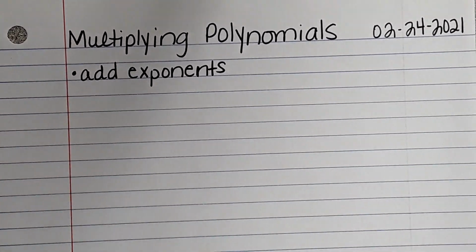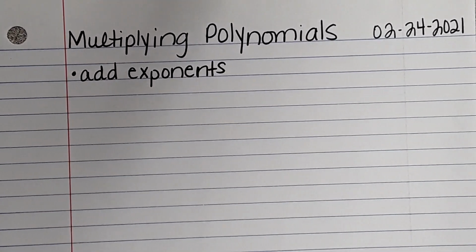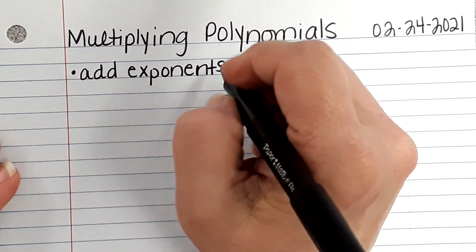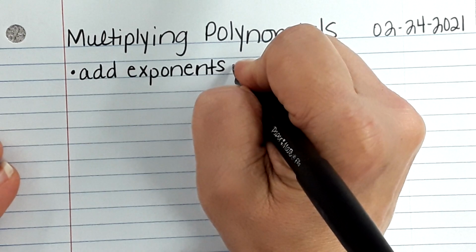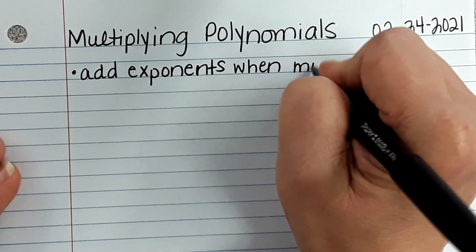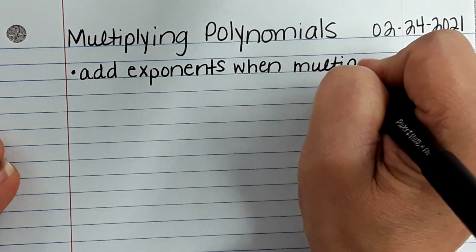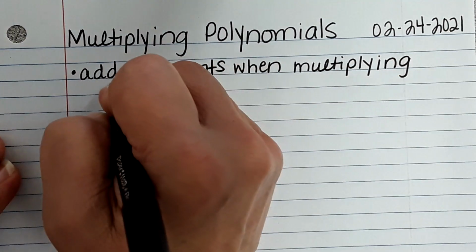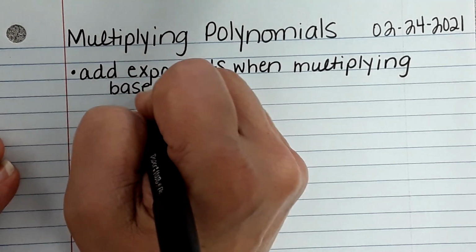Okay, so we're going to multiply polynomials. I'm going to remind you of some stuff that you need to remember. We add exponents when multiplying. Remember, bases have to be the same. So we're going to add the exponents when multiplying bases that are the same.